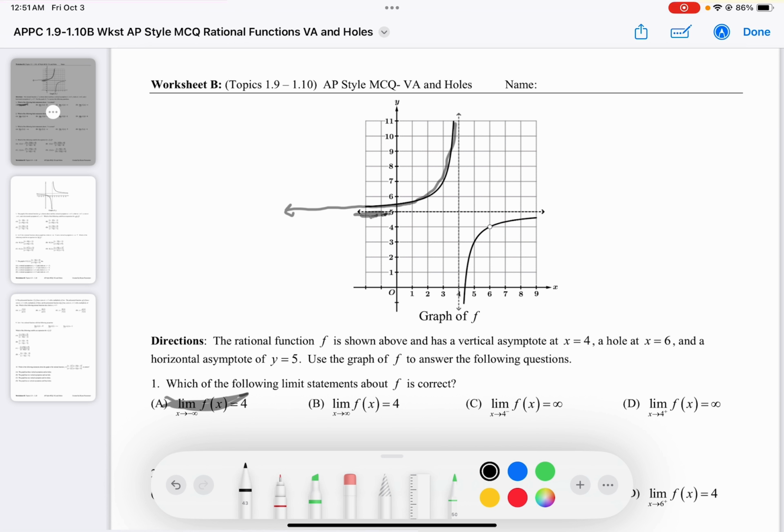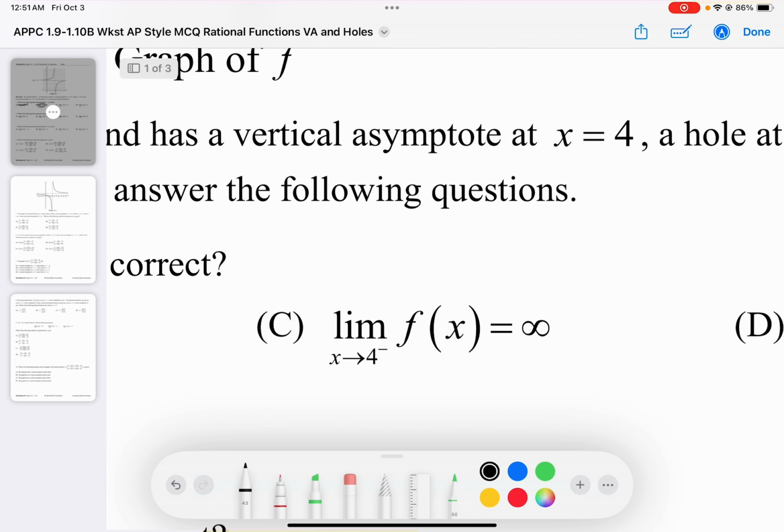All right, the limit as x approaches infinity of f of x equals 4. Again, as I head forever in this direction, there's a horizontal asymptote at y equals 5. So that's my end behavior. This should be a 5 if this statement was true. It's not a 5. It's a 4. So this is not true. It's not B.